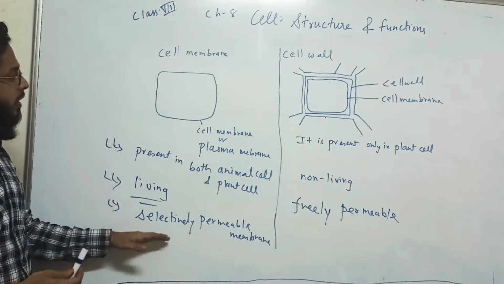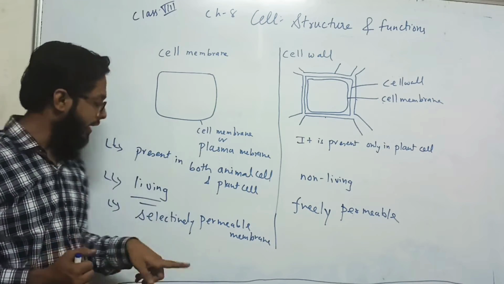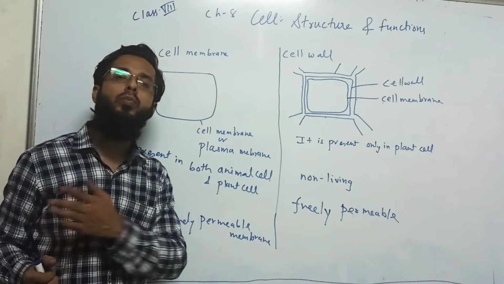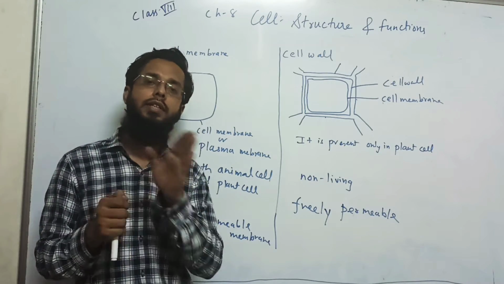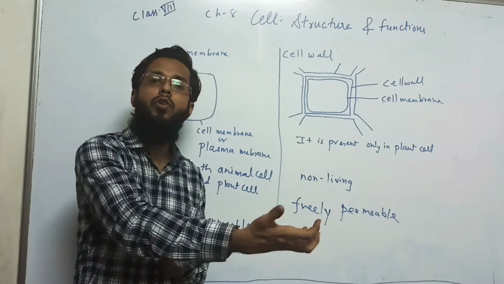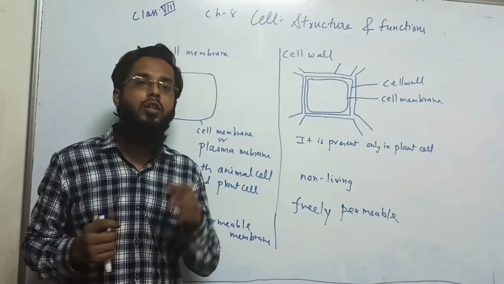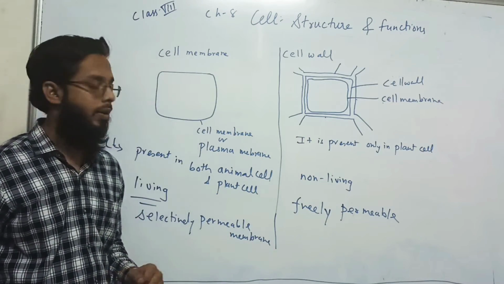Selectively permeable. As we know that cell membrane is porous. It has holes. It allows certain molecules to pass through it. It regulates the entry of molecules inside the cell and outside the cell. So something wants to go inside the cell, something wants to come outside. So it regulates. Cell membrane allows certain things to pass through the cell.